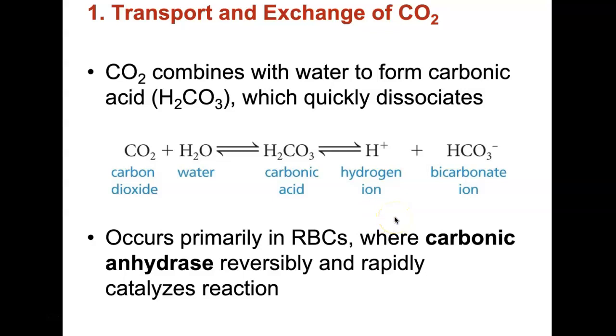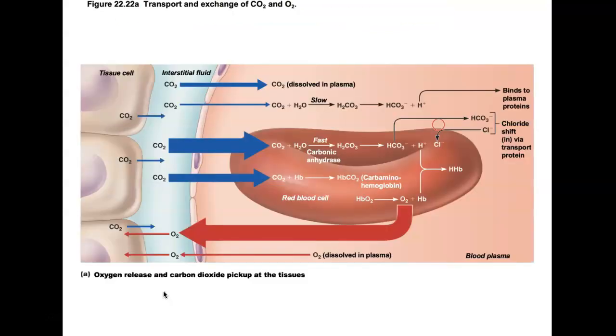So although this reaction occurs in the plasma, it is thousands of times faster in red blood cells because they contain carbonic anhydrase. The blood plasma does not contain the enzyme carbonic anhydrase. So this enzyme reversibly catalyzes the conversion of carbon dioxide and water to carbonic acid. Hydrogen ions released during the reaction, as well as carbon dioxide itself, bind to hemoglobin, and this is what's going to trigger the Bohr effect. So in this way, carbon dioxide loading enhances oxygen release.